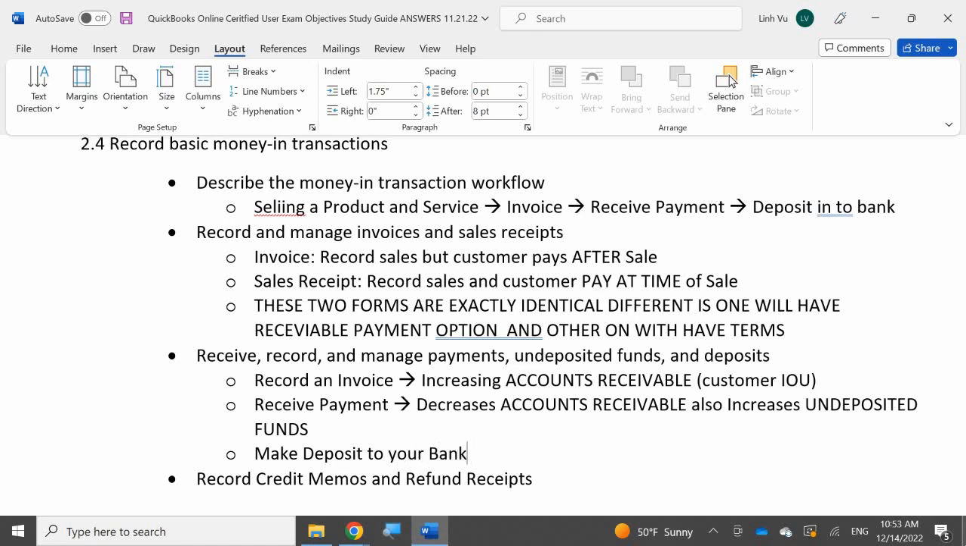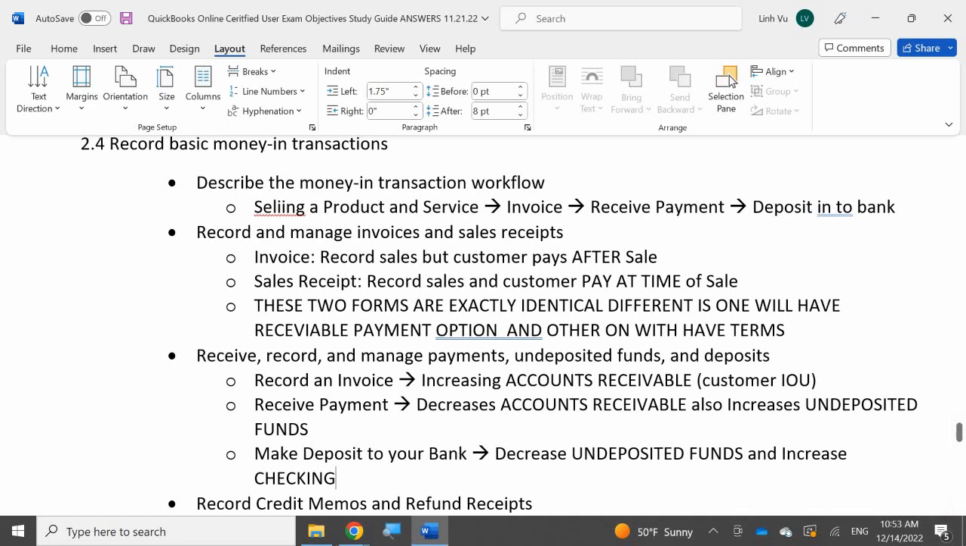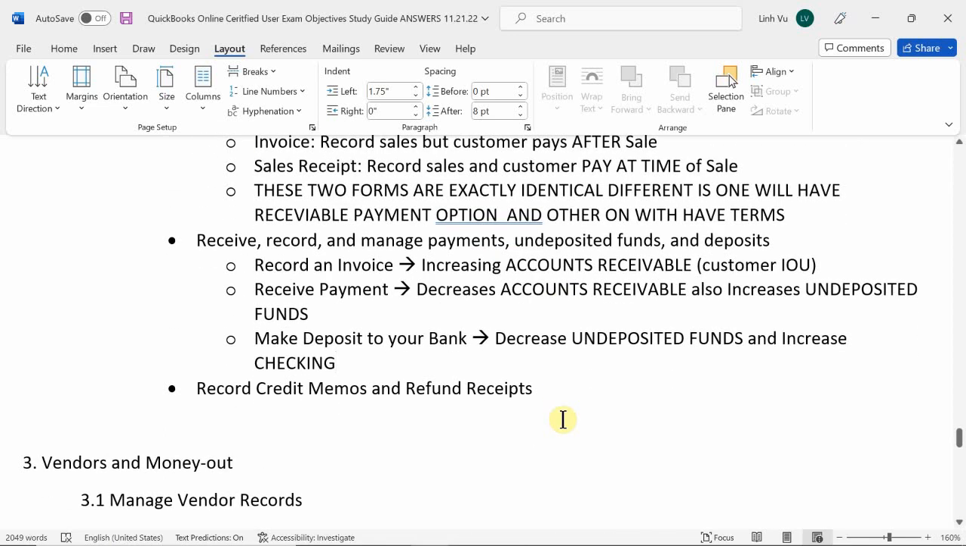But at the end of the day, you have to physically make a deposit to your bank. That will ultimately decrease undeposited funds and increase checking. It will increase your checking account. You finally got money in the bank. You always have to think about that too. Even if you did a transaction in store, where's that money going to be? It's going to be in your store because you haven't deposited it into the bank yet. So that's why it's so important that you understand what undeposited funds do.